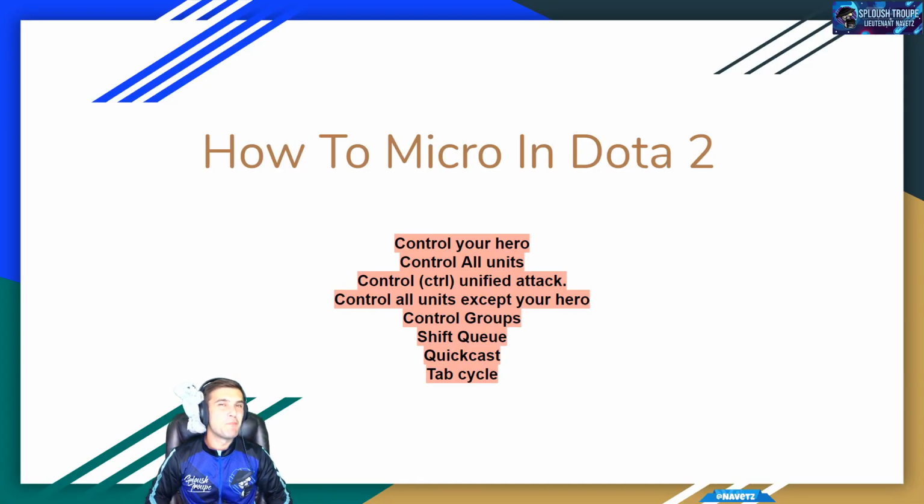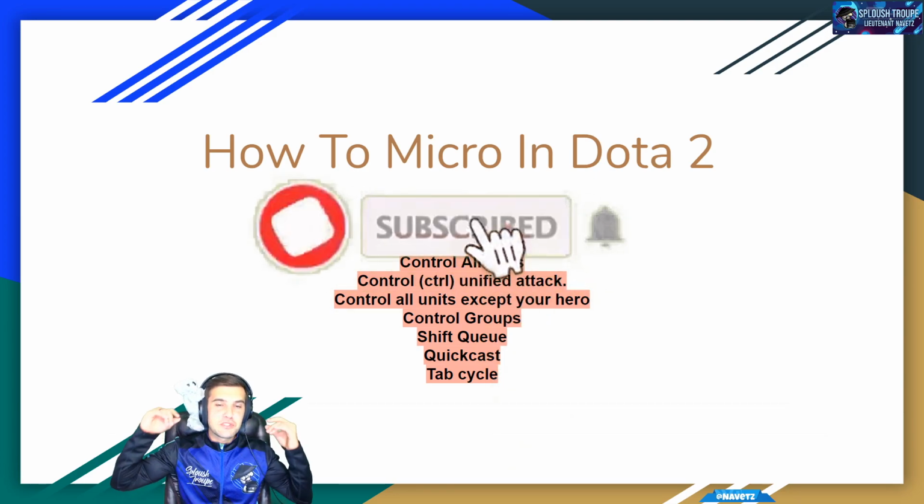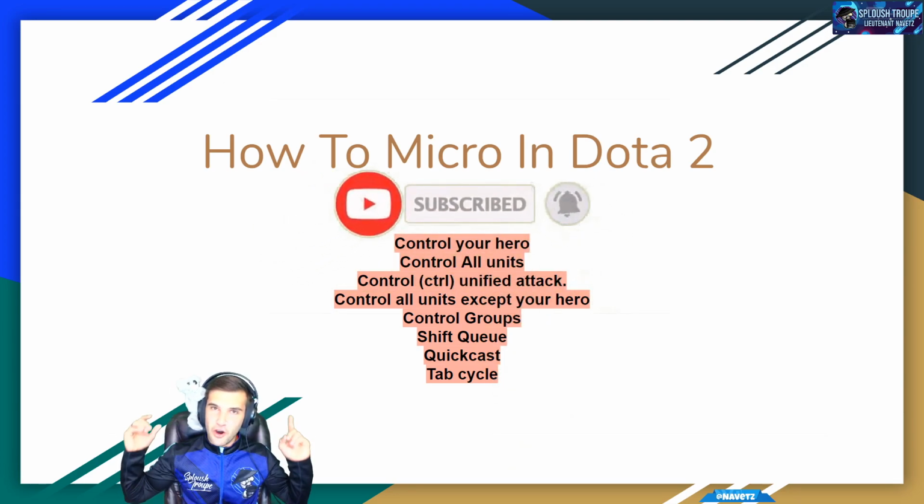Everybody wants to win, but nobody wants to learn how to micro except for you. And that's why you're here. Today we're going to go over how to micro in Dota 2. My name is Navetz, representing my esports team, the Sploush Troupe. We're going to go over controlling your hero, controlling all units, controlling unified attacks, controlling all units except for your hero, using control groups, using shift Q, using Quickcast, and using the tab cycle. Let's jump right in.